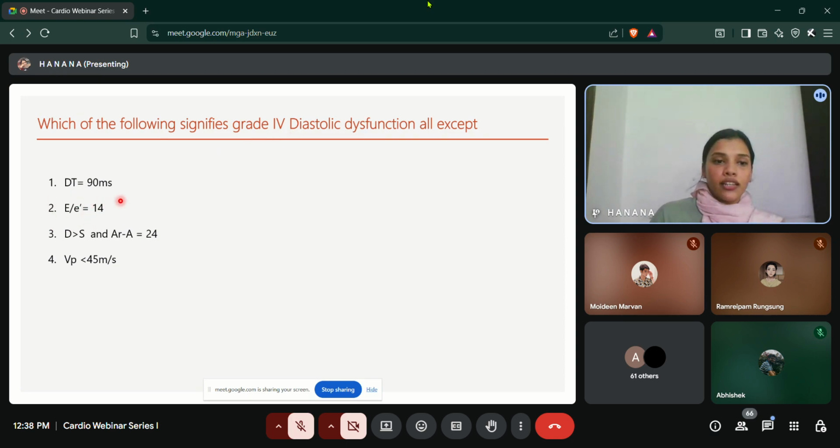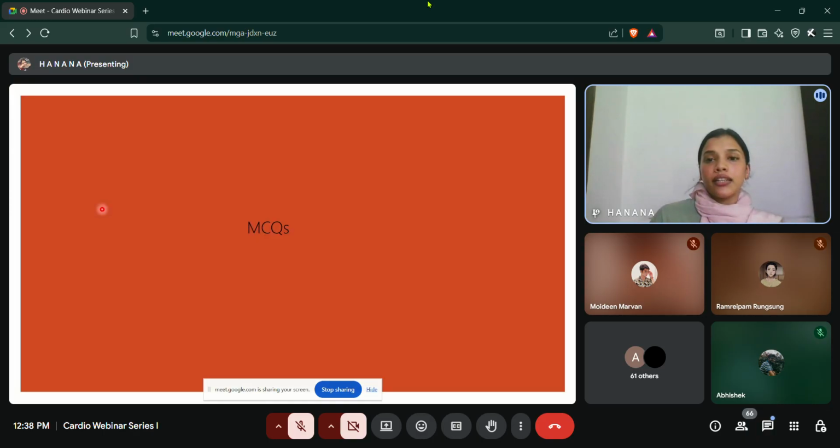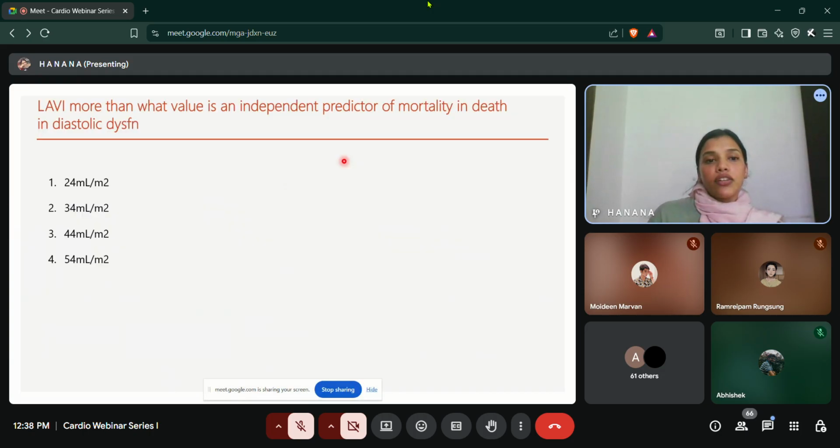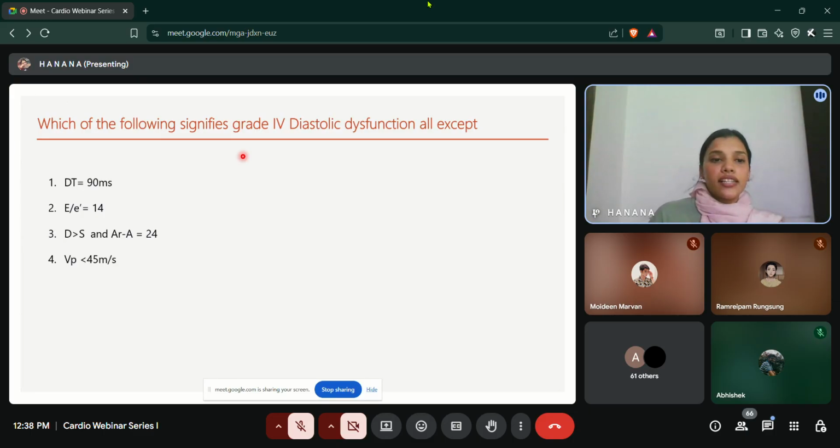Now E by E dash is 14. We have already talked about it in the flow chart. If the E by E dash average is greater than or equal to 14, it will be a grade 3 or 4 diastolic dysfunction. So it is also not the answer. And now D is greater than S. If D is greater than S, it is also showing a diastolic dysfunction.